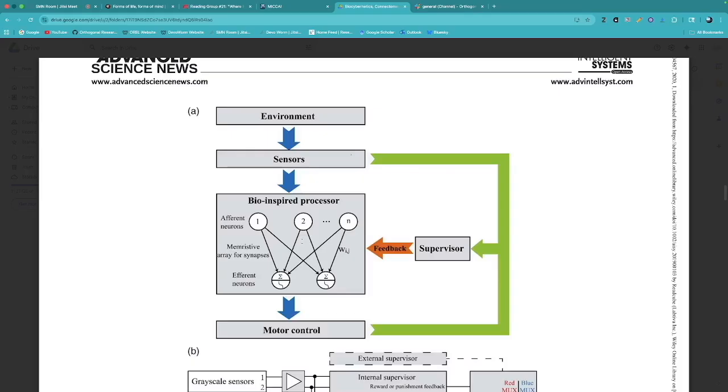And the weights of those connections are given feedback by the supervisor. When the weights are positive, they give positive feedback. When they're negative, they give negative feedback. Negative means basically you're headed towards an obstacle. Positive means you're on a path that avoids an obstacle. And so then that leads to motor control.